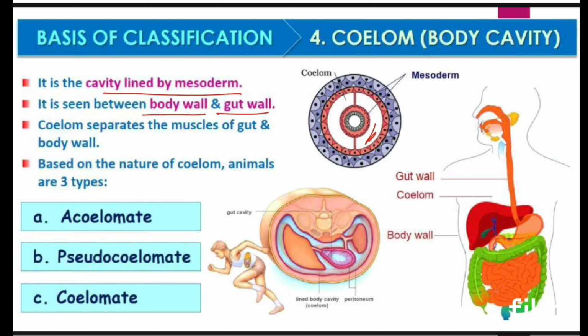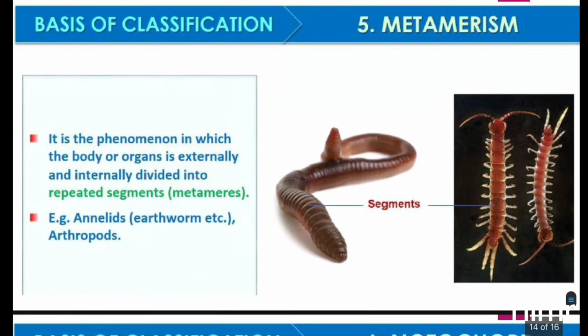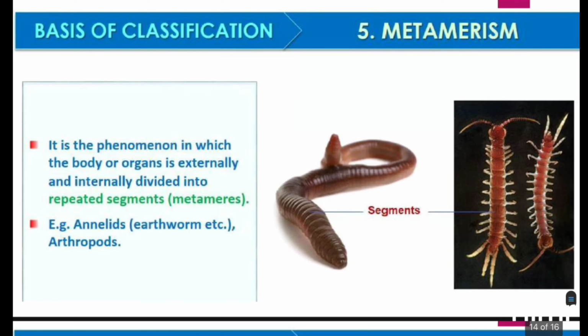This is a cavity. Based on the nature of the coelom, the animals can be divided into three categories: acoelomate, that means without coelom; pseudocoelomate, that means it will look like coelom but it's not the actual, true coelom; and coelomate. All the body organs are originated from the ectoderm, endoderm, and the mesoderm. Now the next basis of classification is metamerism, or we can say segmentation.